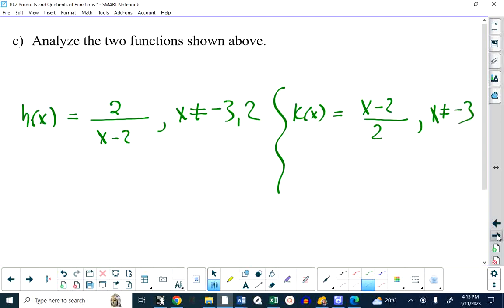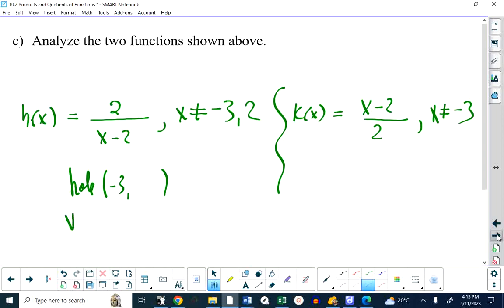What does it mean to say analyze? It means what do the non-permissible values look like on the graph? For this one, you have a hole at negative 3 comma something, and you have a vertical asymptote at x equals 2. This goes back to the second lesson in this unit. When you have a non-permissible value whose factor cancels, that manifests itself as a hole on the graph. When you have a non-permissible value whose factor does not cancel, that corresponds to a vertical asymptote.